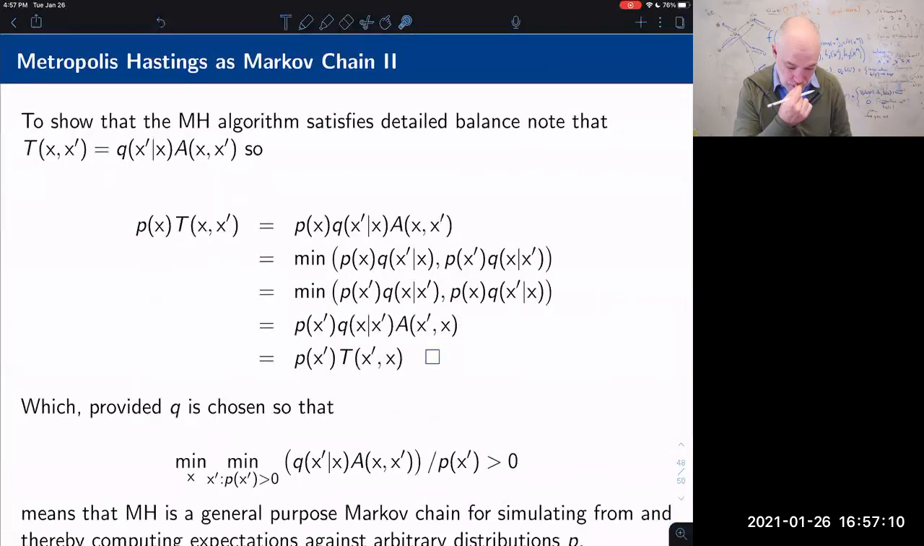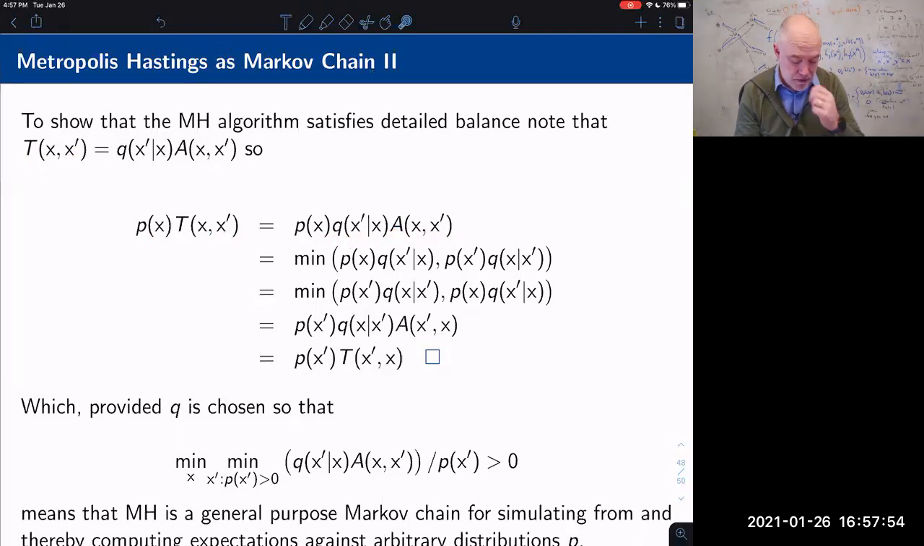Okay, so to show that the Metropolis Hastings algorithm satisfies detail balance, note that the transition operator x to x prime is just equal to the proposal distribution. So you're going to propose x prime from x times the probability of accepting x prime given that you started from x. Cool. So p of x times T of x comma x prime right here is just using the definition of T of x, x prime, which is p of x times q times a. But we know what a is.